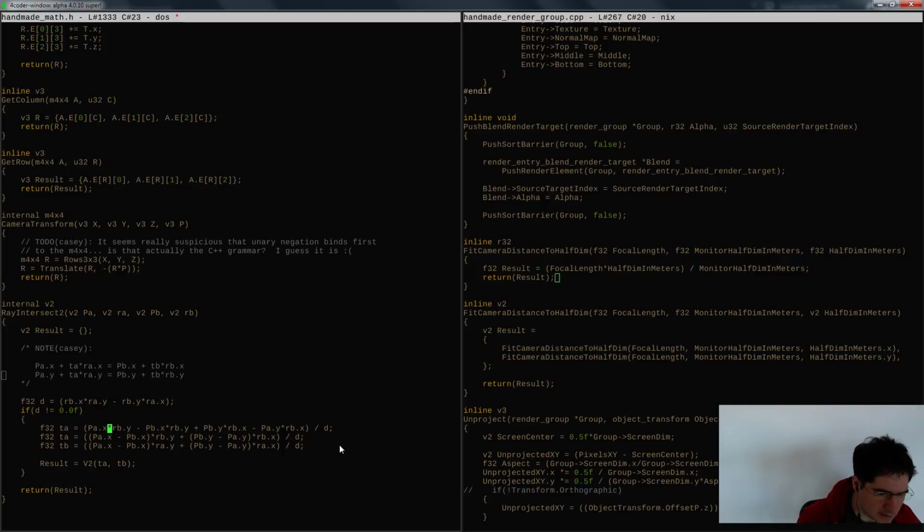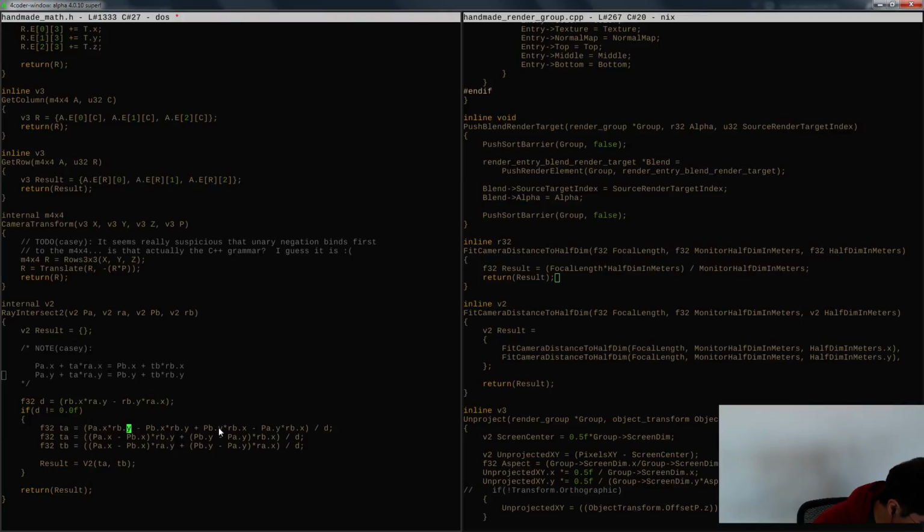So that's good. And then in the TA case, PAX RBY, that's what we've got here, minus PAY RBX, what we got here, minus PBX RBY plus PBY RBX. So that looks like the same thing.